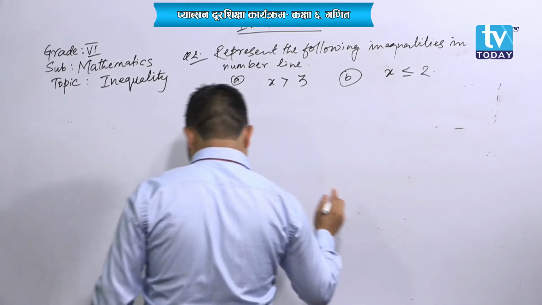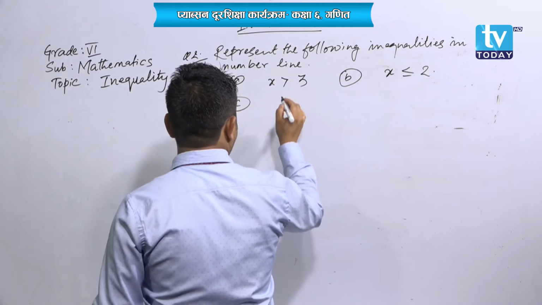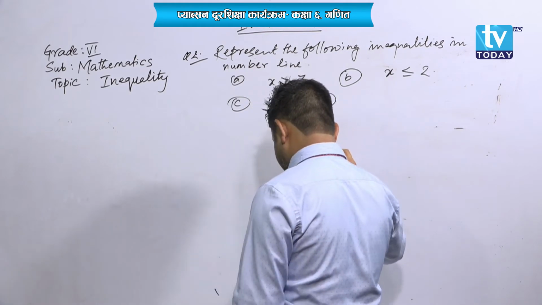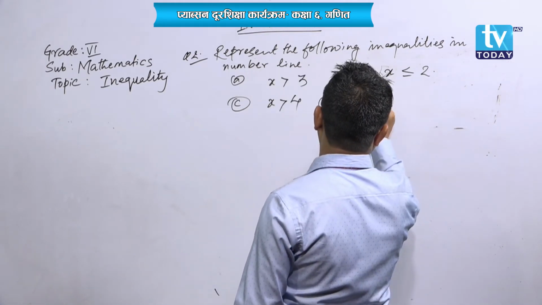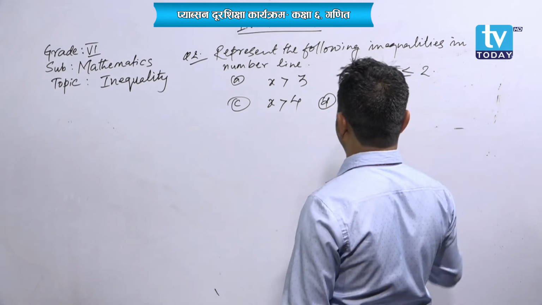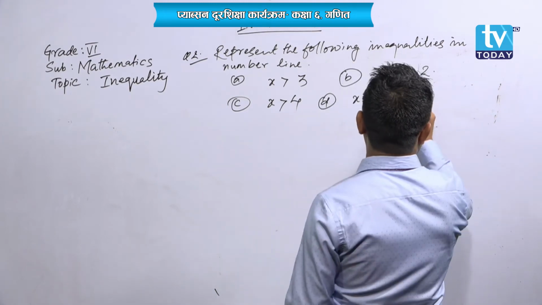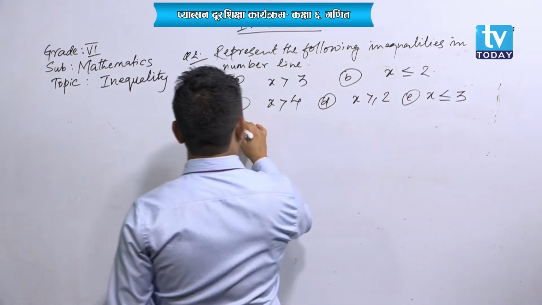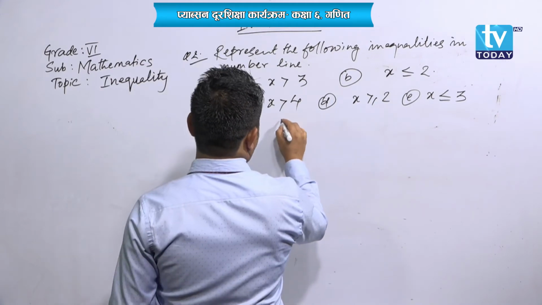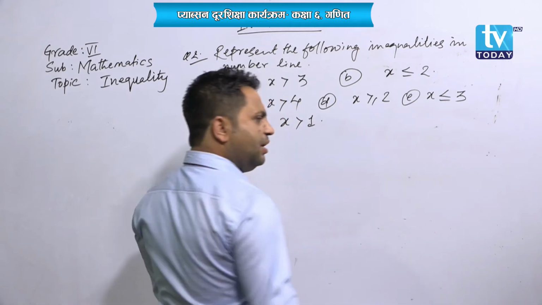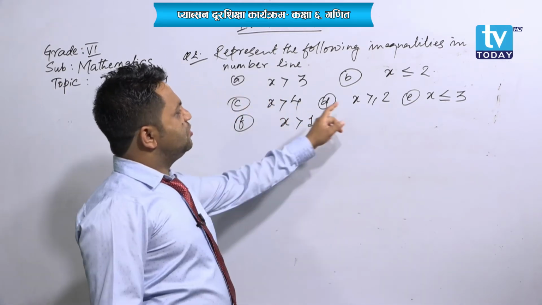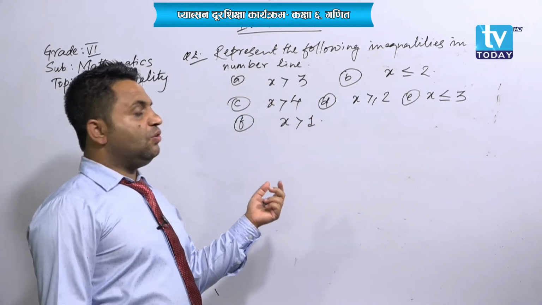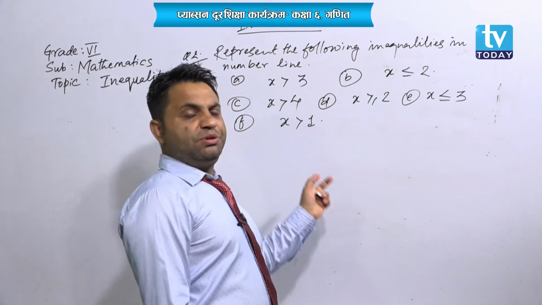All right. Now number C, x is greater than 4. Now number D, x is greater than or equal to 2. Here it is less than or equal to 2, here it is greater than or equal to 2. Now number E, the value of x is less than or equal to 3. Now number F, greater than 1. Okay, you can do these questions C, D, E and F yourself. I am leaving these questions for you as a home assignment. You can do them in a similar way, all right.